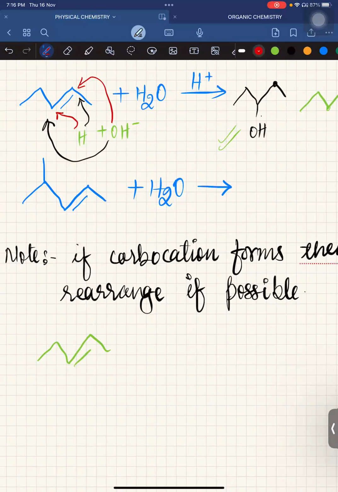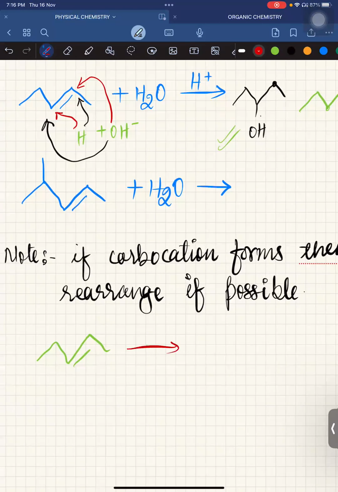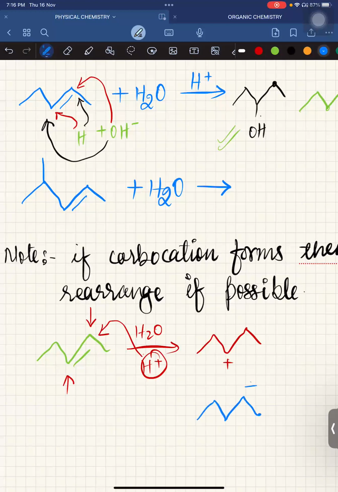So what you should do if you're going to react with water in the presence of acid, either positive charge will come here or positive charge will come here. So I'm going to write positive charge here. This H plus, that means it attacked here. Or the positive charge will be coming here. That means this H plus is going to attack on this already attacked, right? So you only need to focus on the carbocation.